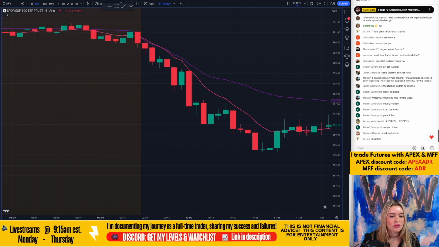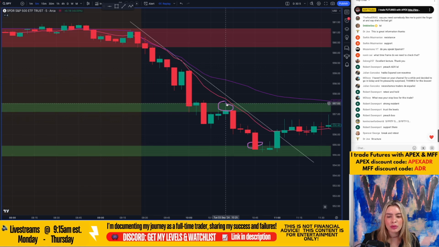So what I did was, this is my entry. The market just broke a very important support and is rejecting that support. So the minute I saw this long wick, I was like, I'm in.